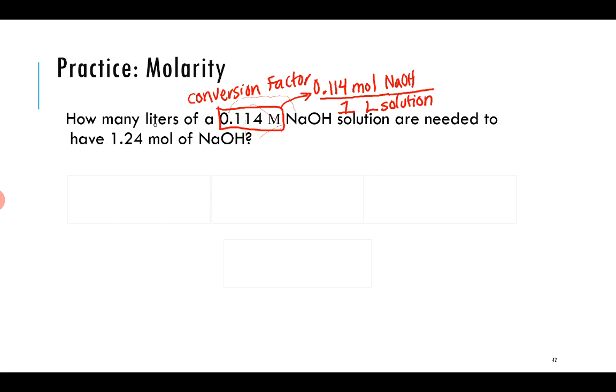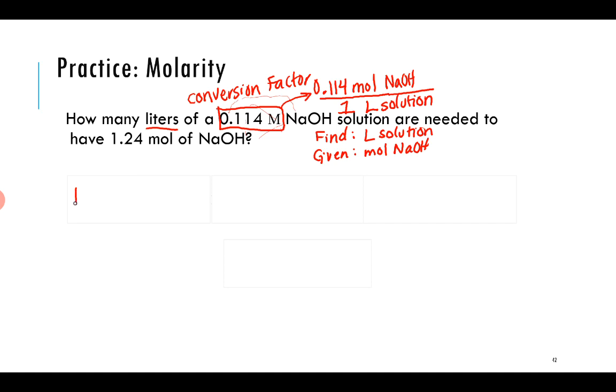We are being asked to find liters, so we'll make a map for ourselves. Find liters given moles of NaOH. Find liters of solution. Since I see liters of solution and moles of NaOH, my conversion factor between those is going to be my molarity used as a conversion factor.